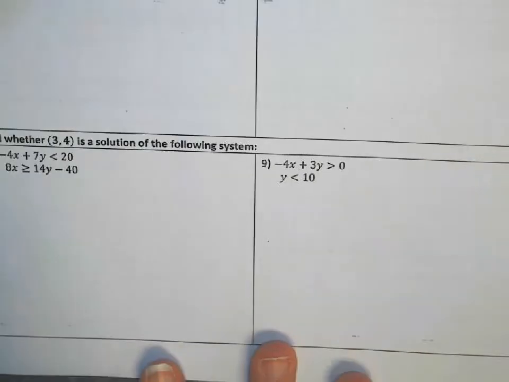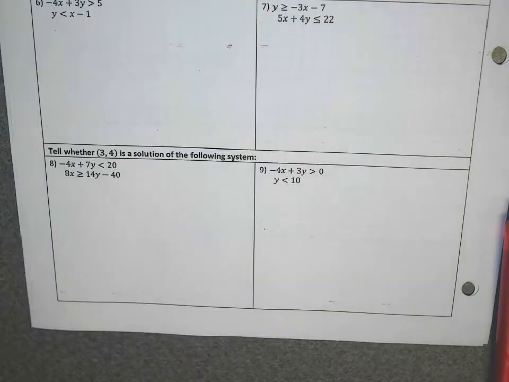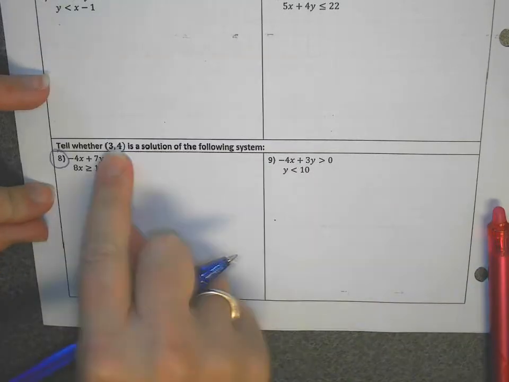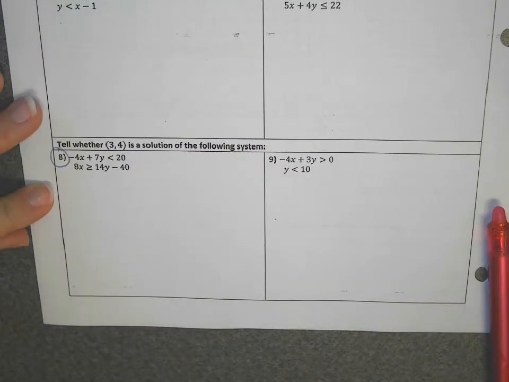And let's flip to the page before. 8 and 9. Let's go through one of these ones because this is different than ones we've done. Okay. Which one do you want to do first, 8 or 9? 8. Sounds good to me. So, how can I tell if 3, 4 is a solution? What do I need to do?